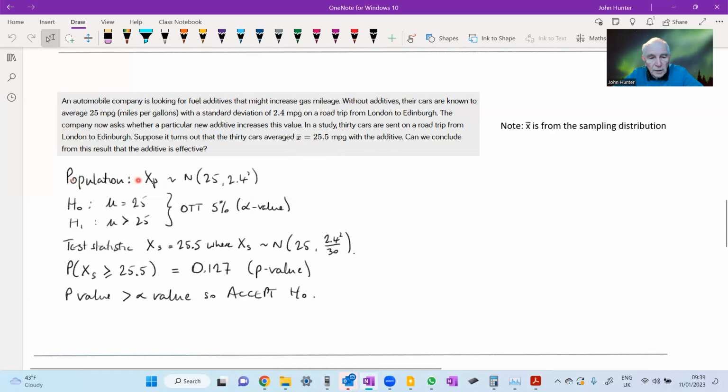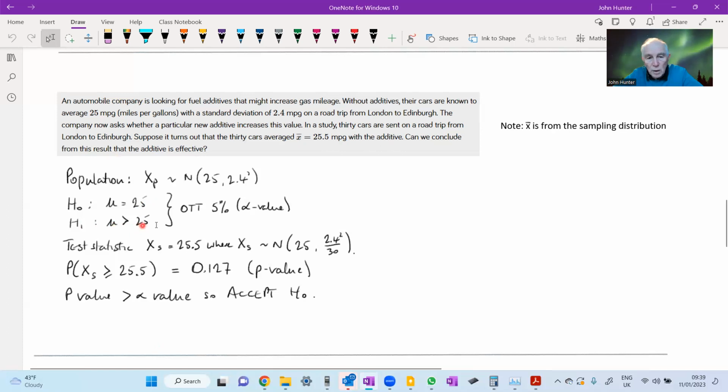All right, so what do we do? First of all, we identify the population and the distribution. The actual population from which each trip comes is this. It's got a standard deviation of 2.4. The hypotheses are, first of all, that the mean actually is 25. That's what we've established; we're trying to disprove it. And therefore the alternative hypothesis is that mu is greater than 25.